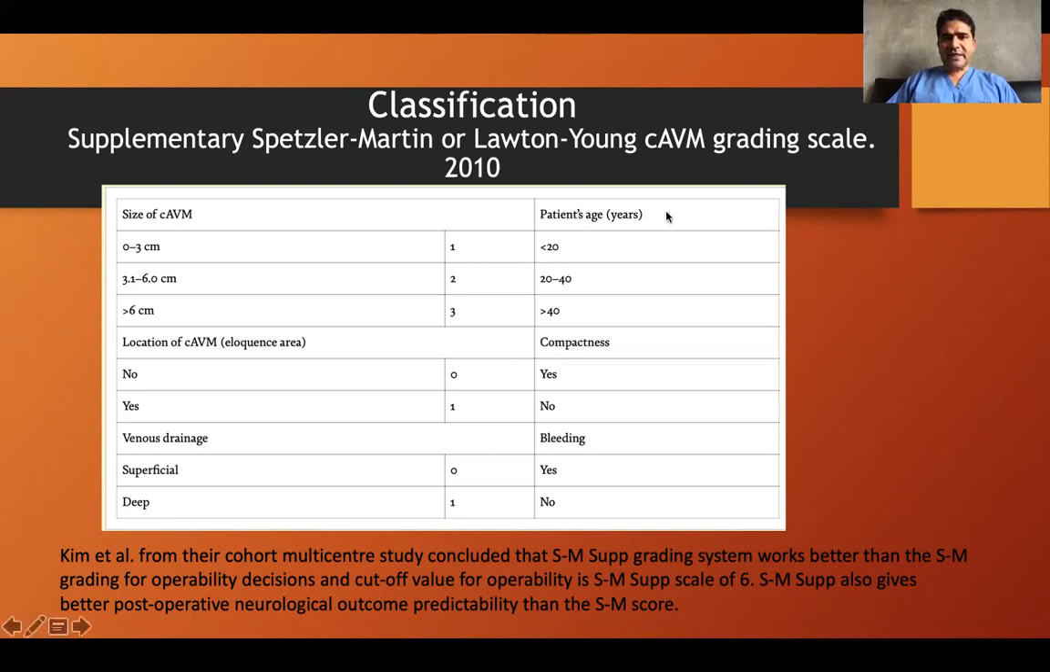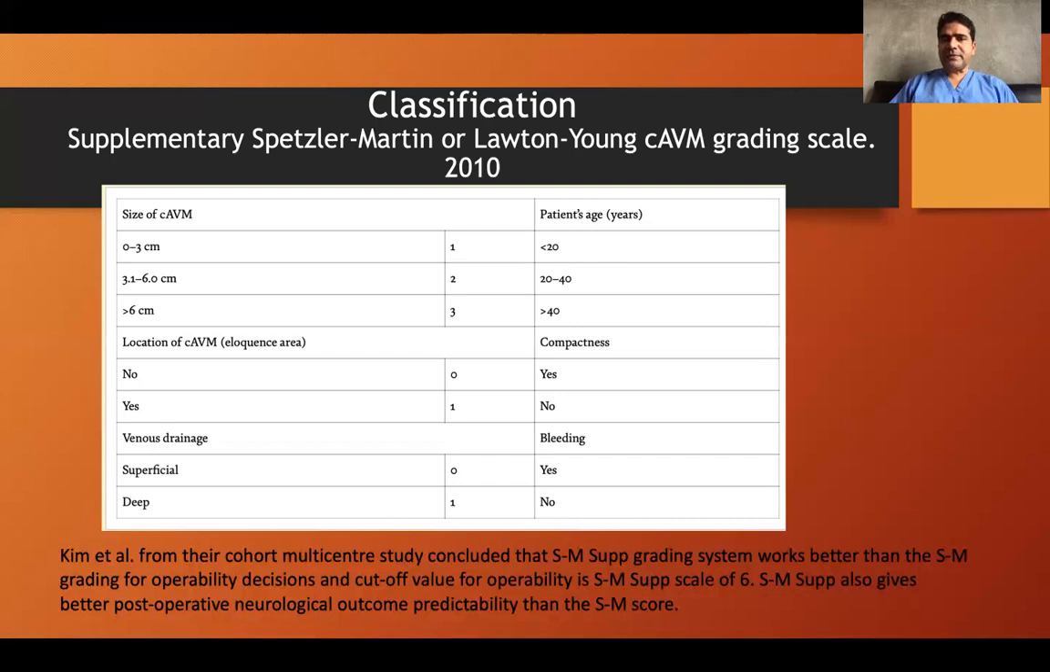One was the patient's age: less than 20, 20 to 40, and more than 40 years. Another is compactness, whether the nidus is compact or not. And third is whether the aneurysm has bled or not. So based on this grading system, Kim et al., from their cohort multicenter study, concluded that the Spetzler-Martin supplementary grading system works better than the Spetzler-Martin grading for operability decisions, and the cutoff value for operability is a Spetzler-Martin supplementary scale of 6.